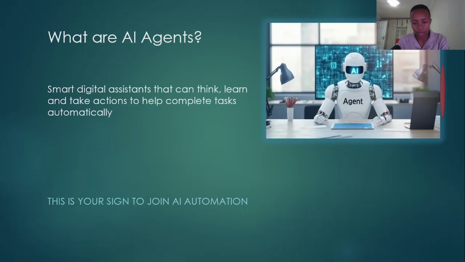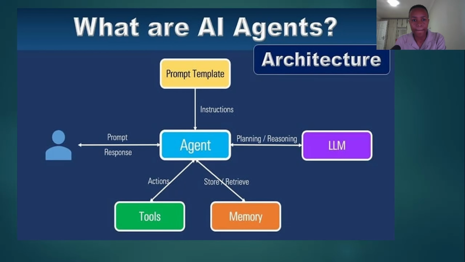Okay, so here we have the architecture of your AI agent. This is the workflow of your AI agent. This is how it works, exactly like this. So we have your agent, and then we have you here. So you prompt, think of it like ChatGPT.